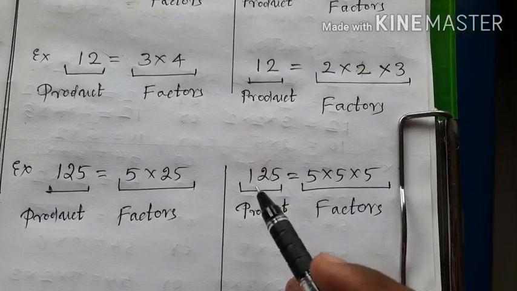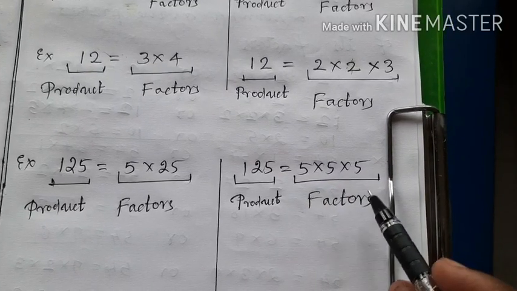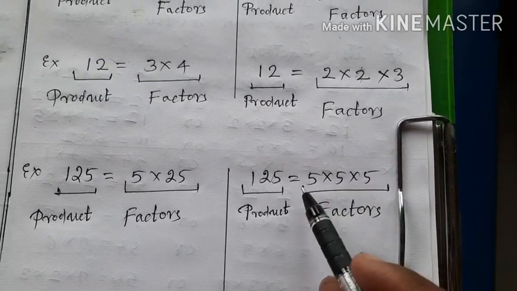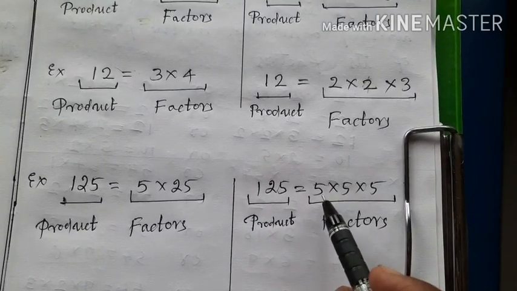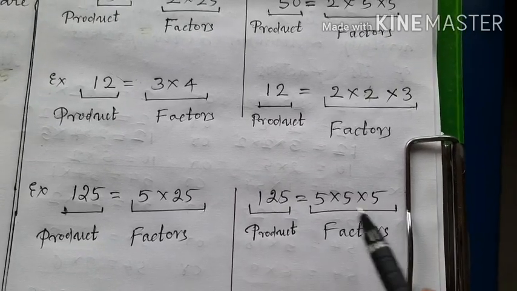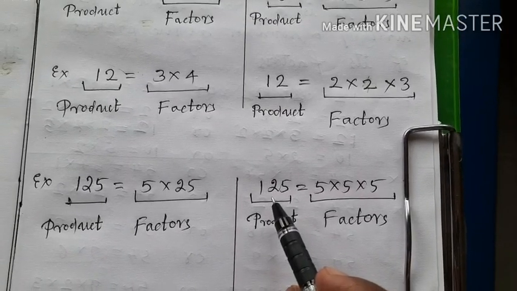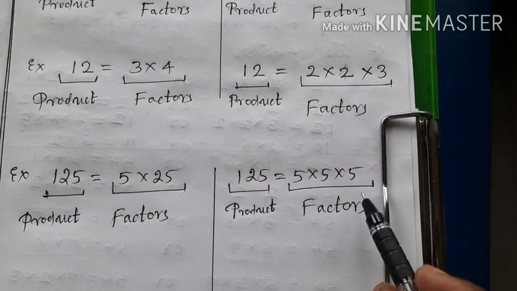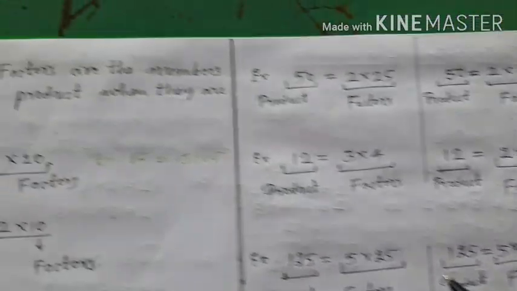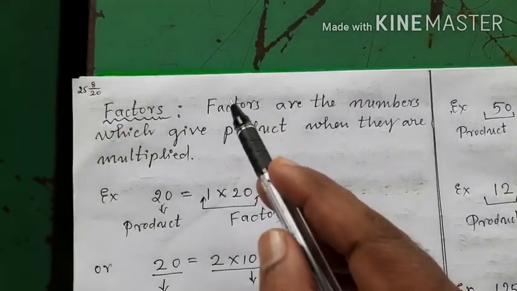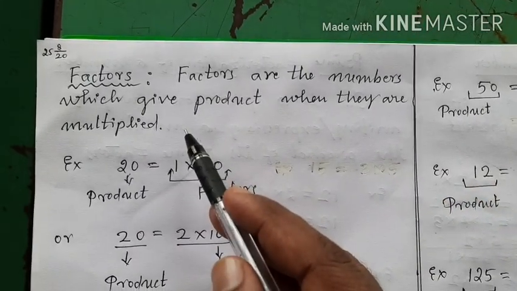The same 125 can be the product of three numbers, which are 5, 5, 5. See here, after the multiplication of these numbers, will you get 125 as product? Definitely. 5 5s are 25, 25 5s are 125. Therefore, children, after the multiplication of these three numbers, you get the product as 125. That is why these 5, 5, 5 must be the factors of 125. So, children, ultimately what we can decide is factors are the numbers which give product when they are multiplied.